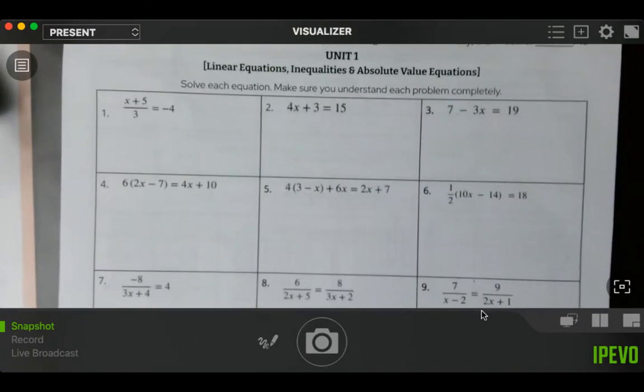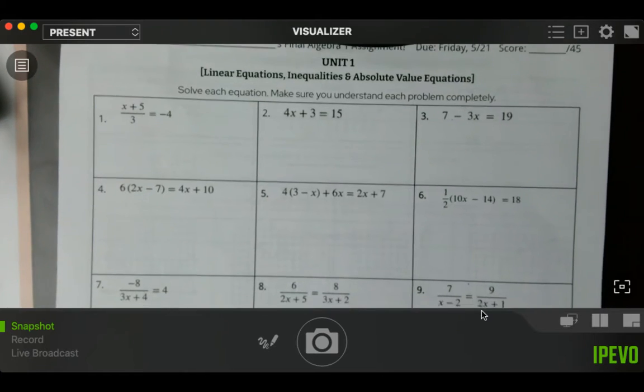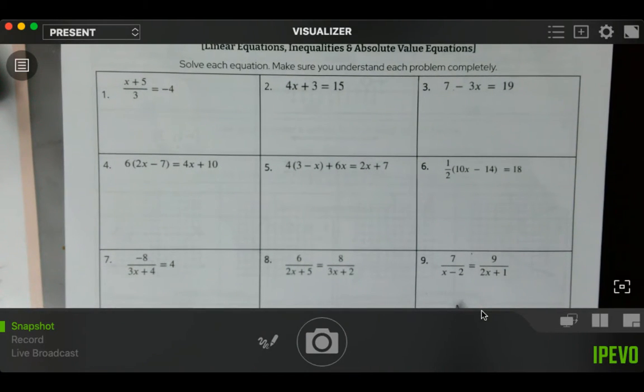Hey everyone, so I'm going to run through a few examples for units 1 and 2 really quick. First of all, I'm going to start with some regular equations. So 1 through 9 are pretty much your regular equations. Some of them have fractions, some of them don't.